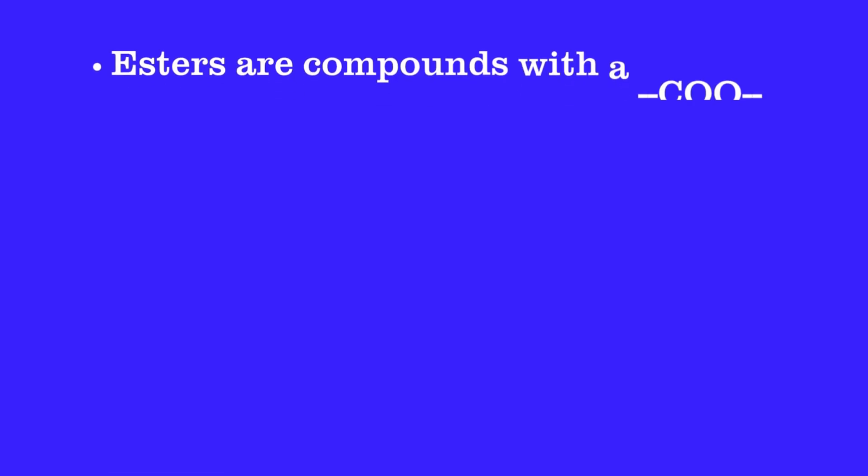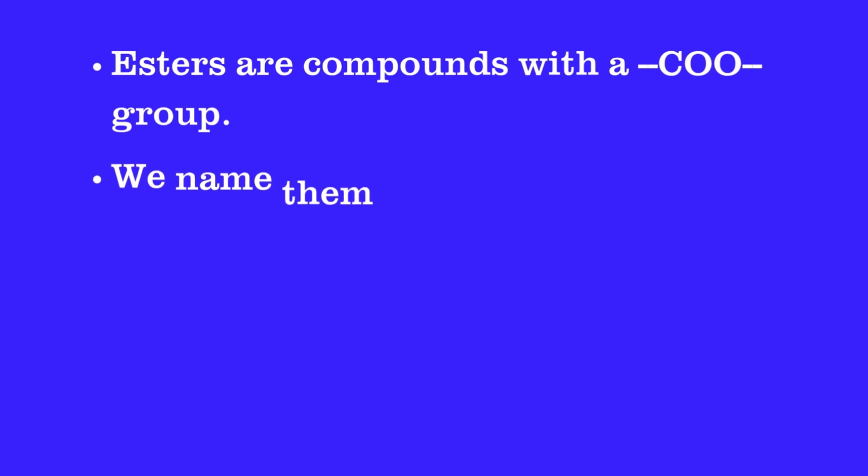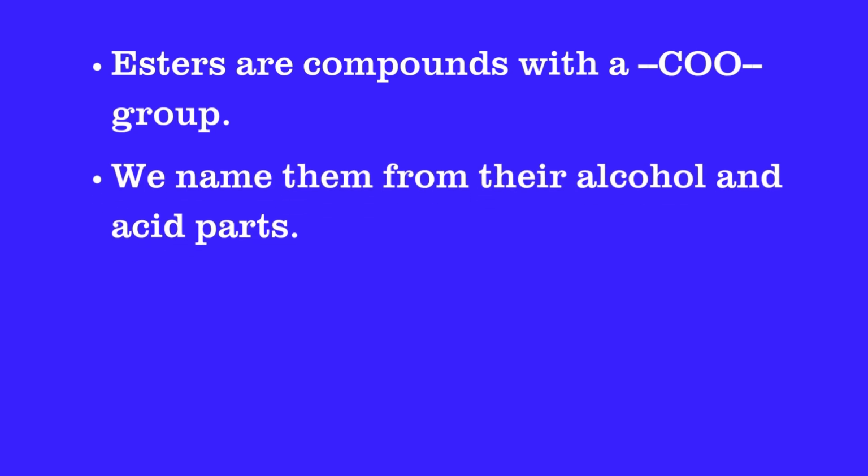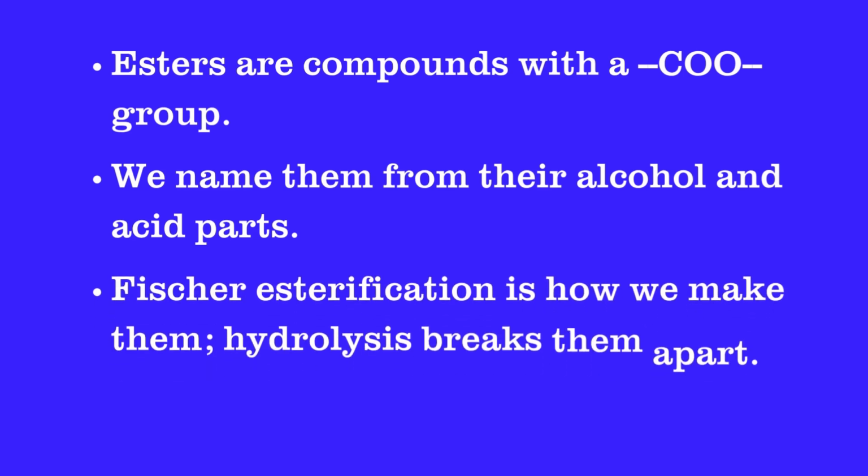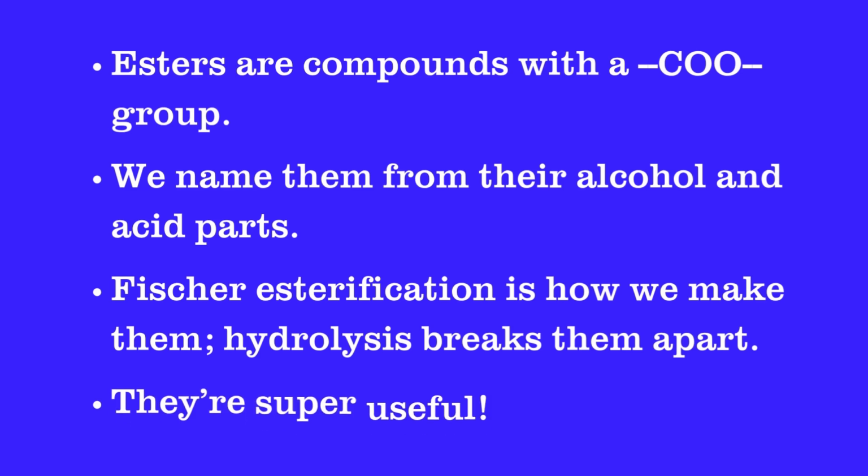Esters are compounds with a C=O, single bond O group. We name them from their alcohol and acid parts. Fischer esterification is how we make them. Hydrolysis breaks them apart, and they're super useful.